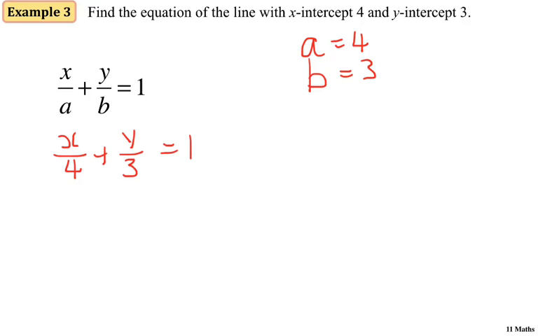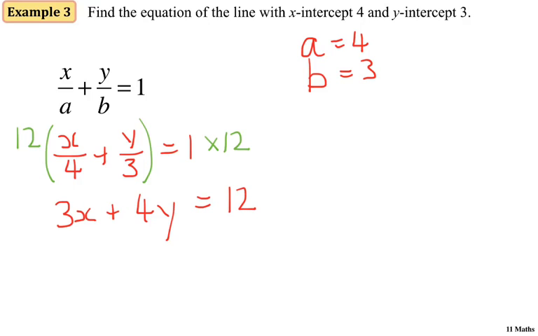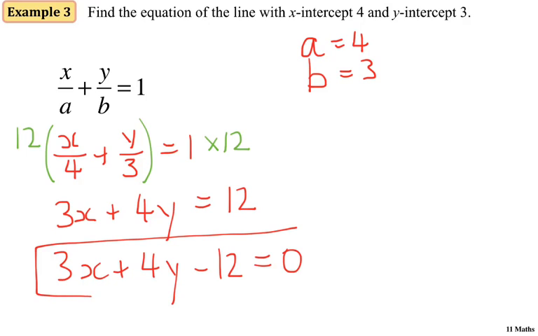If I want to leave the answer in general form, the quickest way is to multiply both sides by 12, because 4 and 3 are the denominators, they're both going to 12, and we'll be able to multiply that out and get our answer. Let's see what we come up with. 12x on 4 becomes 3x plus 4y equals 12, and 3x plus 4y minus 12 equals 0. That's our answer in general form.